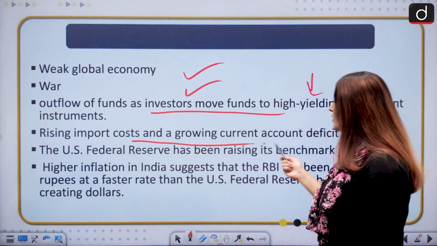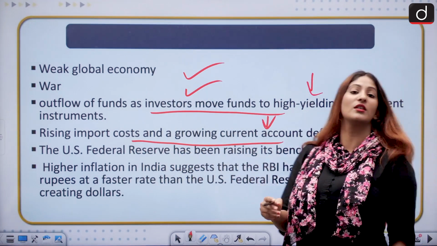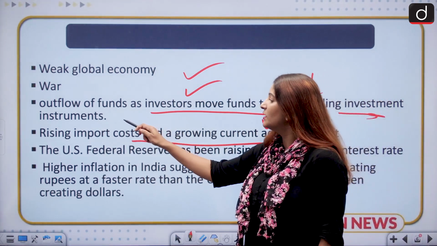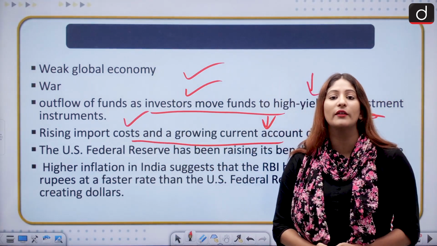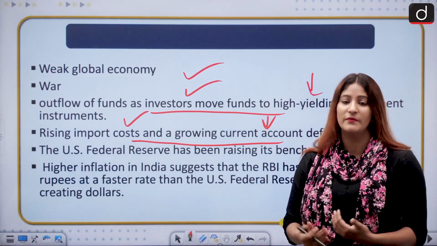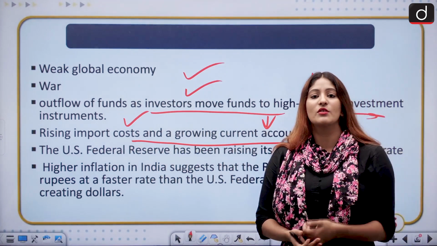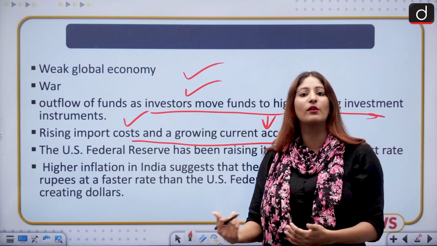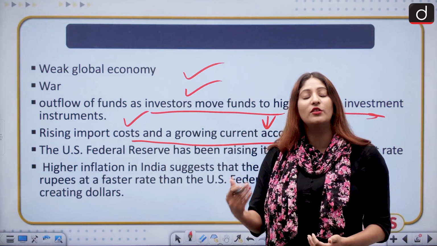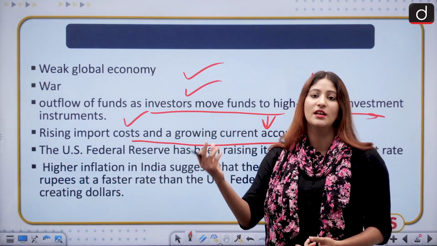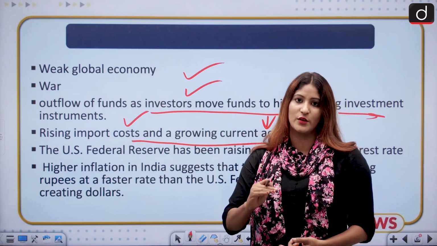Rising import costs and a growing current account deficit, because we are importing more and exporting less. Also, the rising import costs because India is an oil dependent country. 80% of the oil is what we order from abroad. So because of that, the import cost is rising and inflation is also rising.